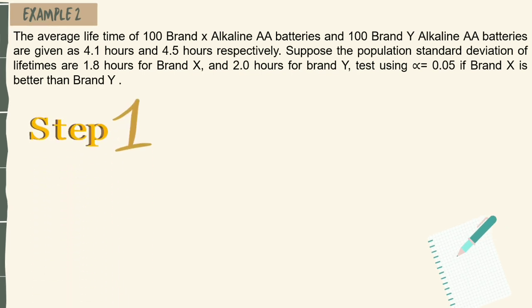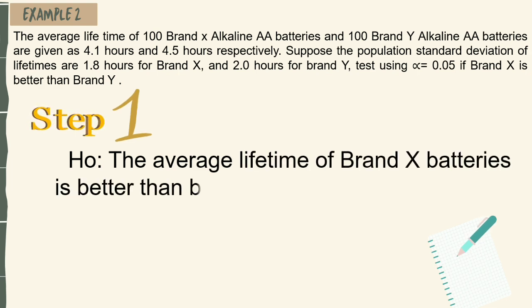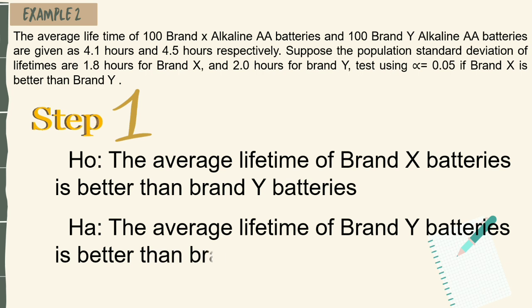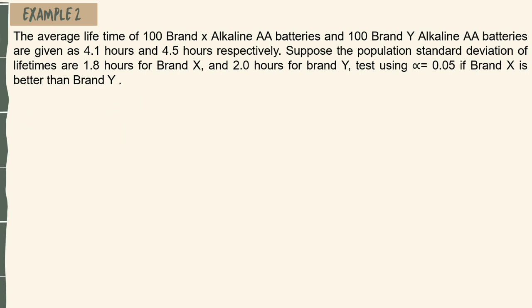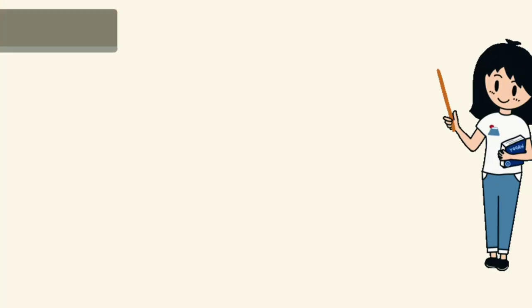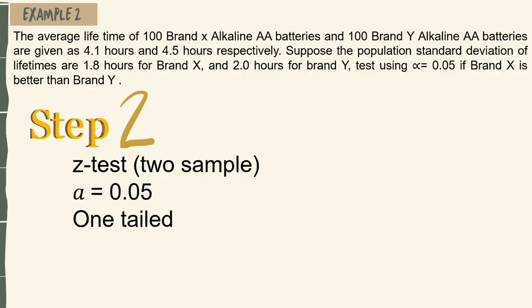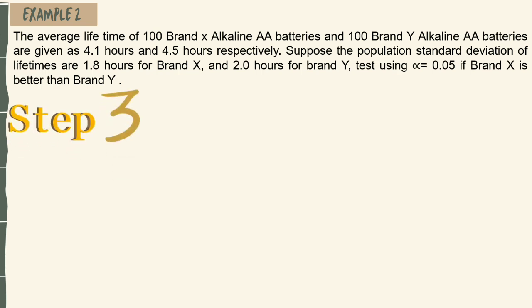In step 1, our null hypothesis would be the average lifetime of brand X batteries is better than brand Y batteries. Therefore, our alternative hypothesis would be the average lifetime of brand Y batteries is better than brand X batteries. For our step 2, let's put our test, which is the z-test 2-sample. Our level of significance is 0.05 using one tail. Since we use the words better than or greater than, our tabular value is 1.65. Let's proceed to step 3.